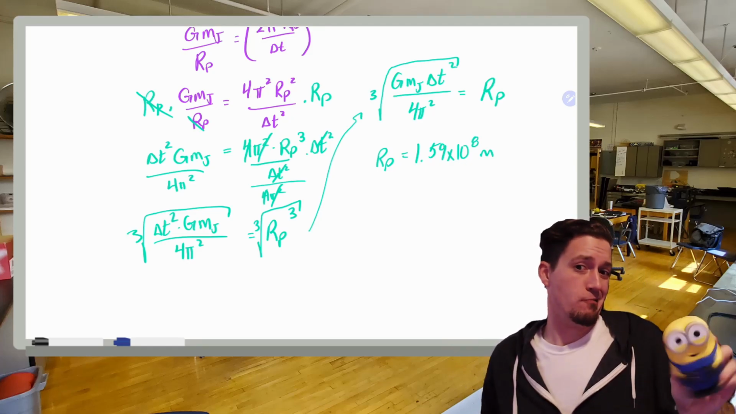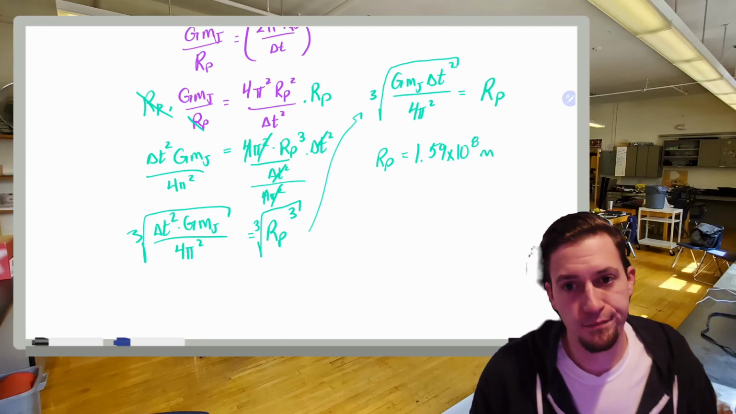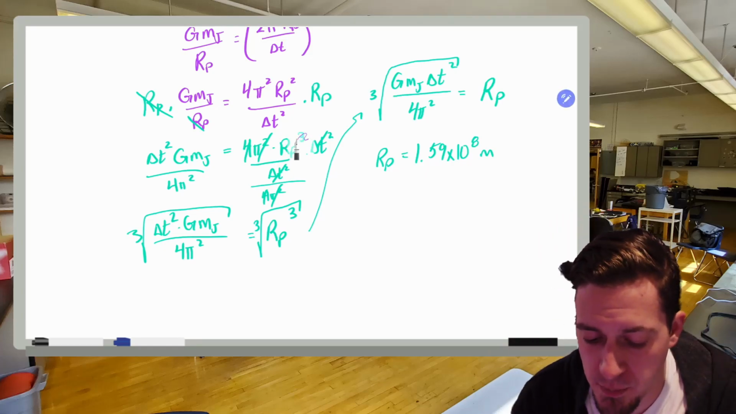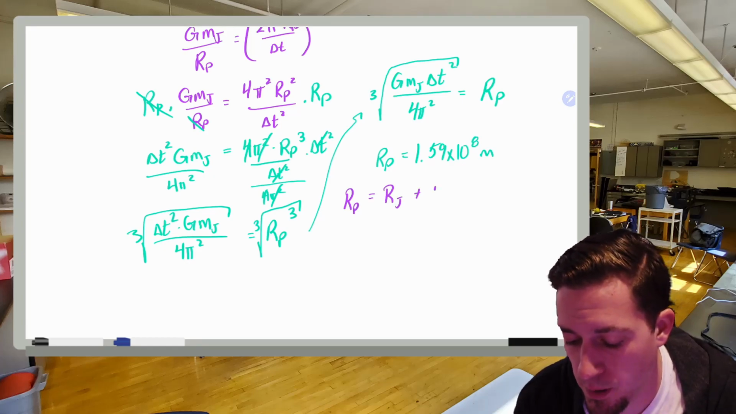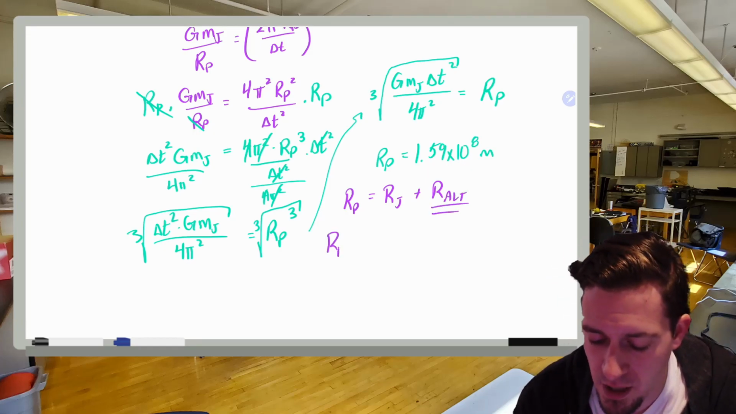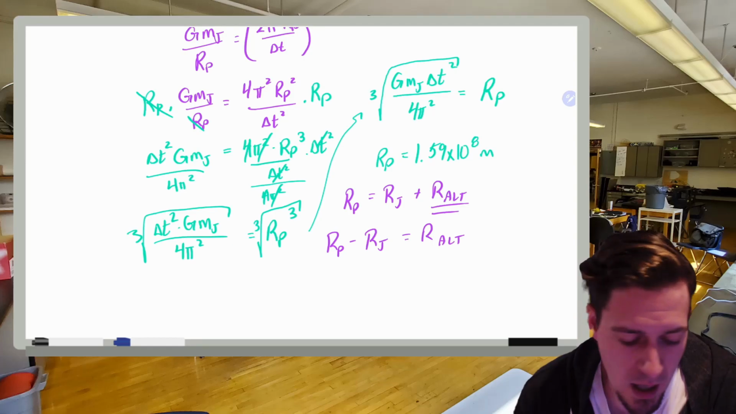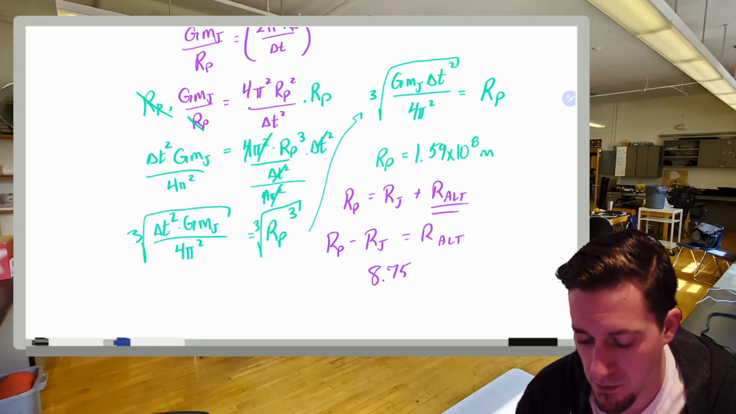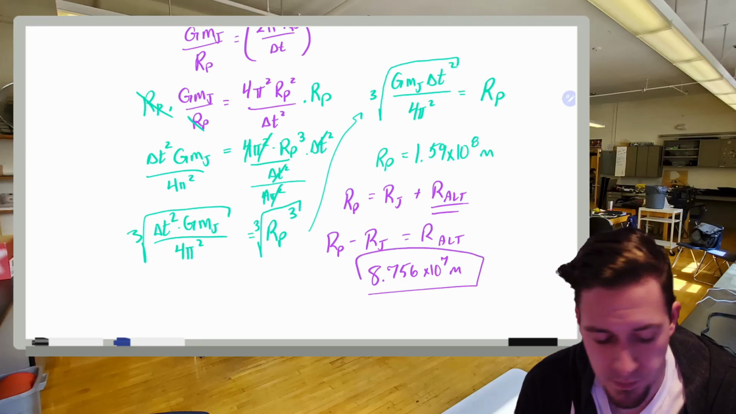Not so fast, Mr. Winley. You're not done yet. That's RP. Remember, we said earlier that RP would be the radius of Jupiter plus the altitude, and the altitude is actually what the problem was after. So I need to take RP and subtract the radius of Jupiter, and that will give me my altitude. After doing that, I end up with 8.756 times 10 to the 7 meters. That's my final answer.